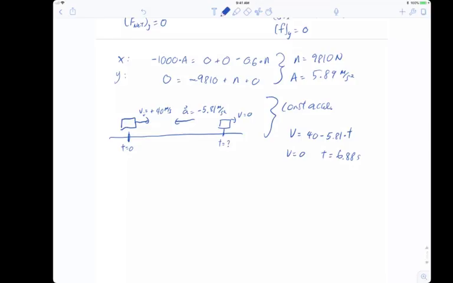All right. Sorry about that. Okay, so let's see, where were we with this? This is how much time it takes to slide to a stop. So delta x is equal to v initial times t plus a over 2 t squared. So let's see how far it's gone. So this is 40 times 6.88 plus minus 5.81. It should be 5.89.